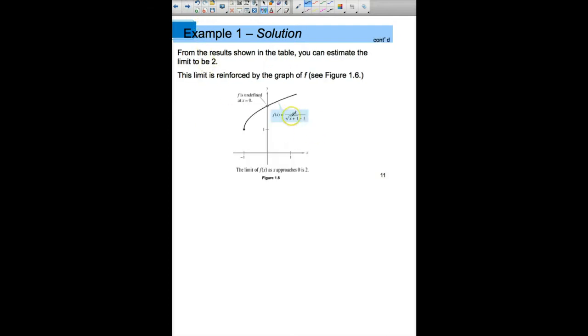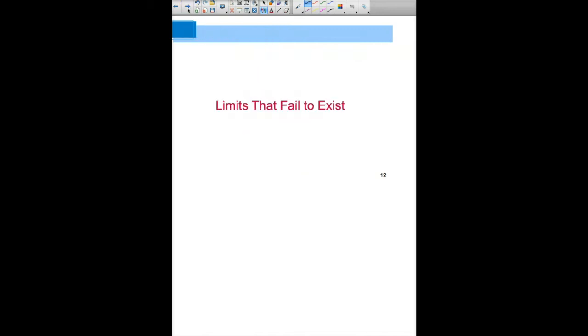If you look at the graph of this, you can see that the graph verifies what we're talking about. The x values approaching 0 from the left produce y values that approach 2. And the x values that approach 0 from the right, the y values approach 2. There's a hole there at (0, 2). It's undefined. The graph has no point there, but the y values approach that, so it does have a limit.